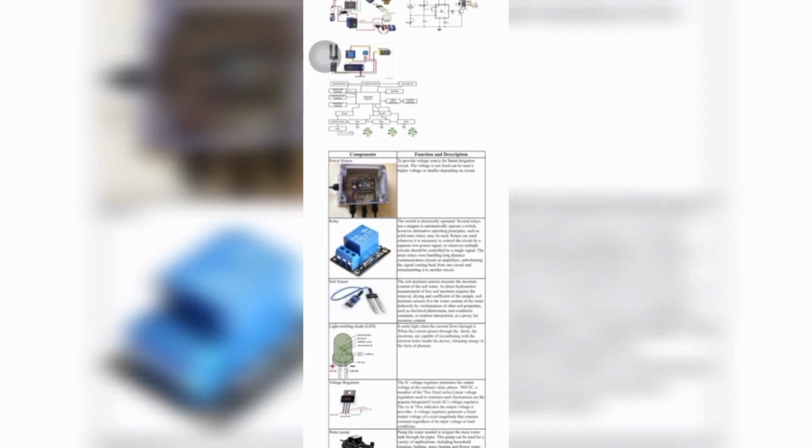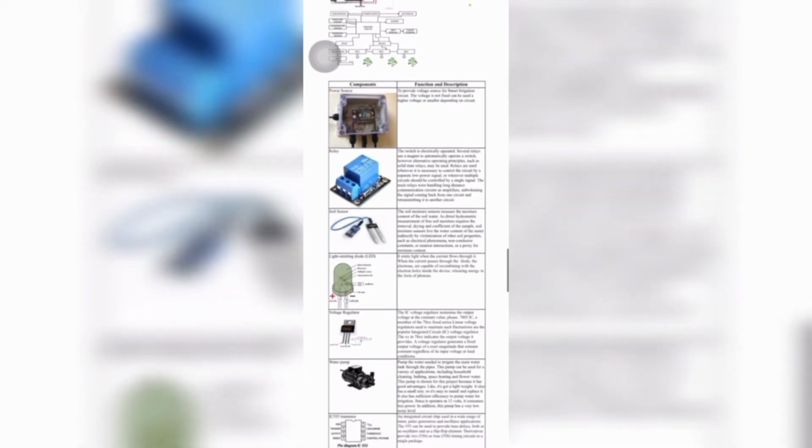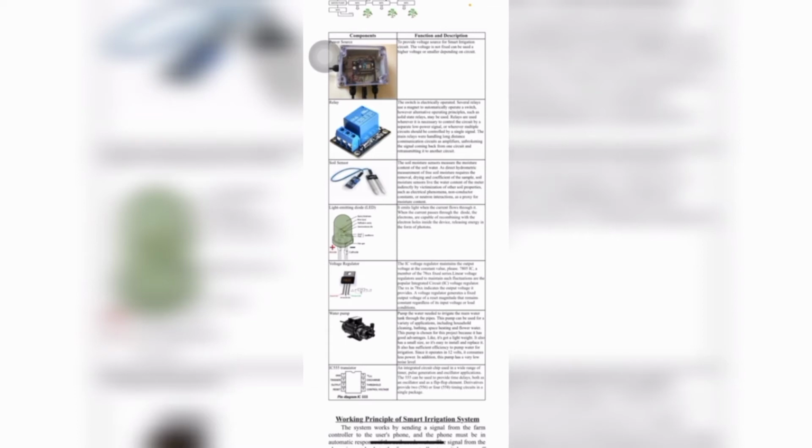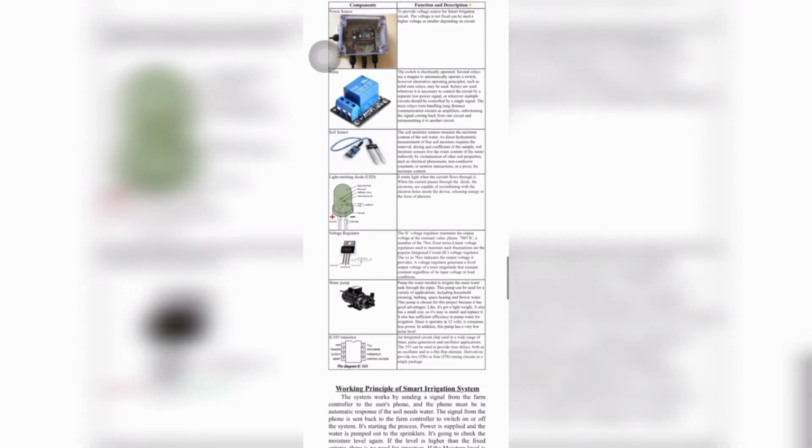Next are the components in the smart irrigation system. This is the circuit. The first component that we use is the power source. It is used to provide the voltage source for the smart irrigation circuit. The voltage is not fixed, so we can adjust it depending on the circuit. Next is a relay. A relay is used as a switch to open and close the circuit. This relay also uses a magnet to automatically operate the switch.